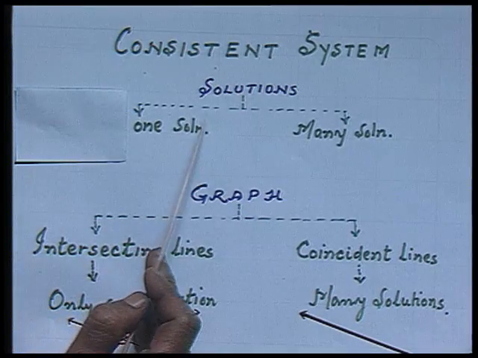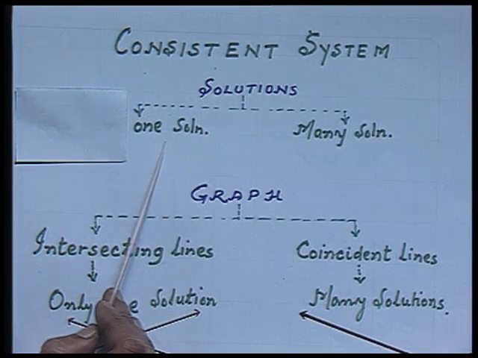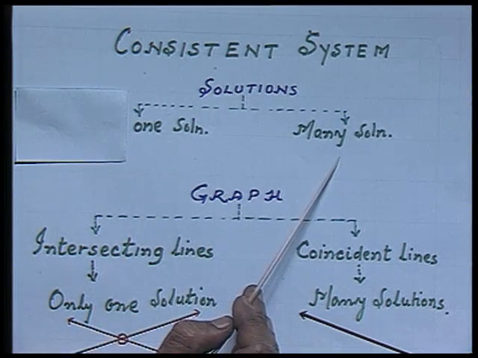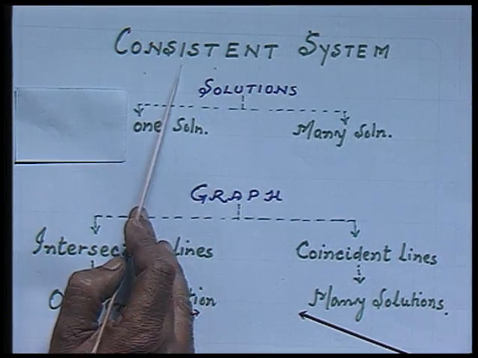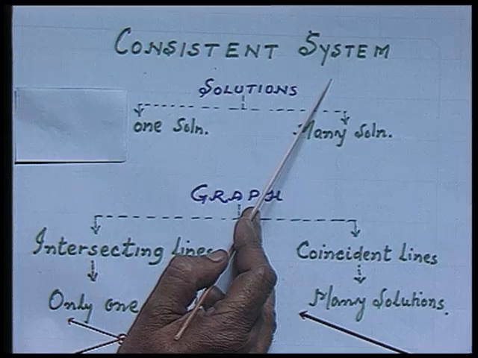In one case we found that the lines were intersecting and the point of intersection was a solution for the system, and in another case we found that the two lines were coinciding with each other. So that means all the points on the lines were the solution for both the equations. So we can summarize this as, in case there is one solution or many solutions, such a system will be termed as a consistent system.